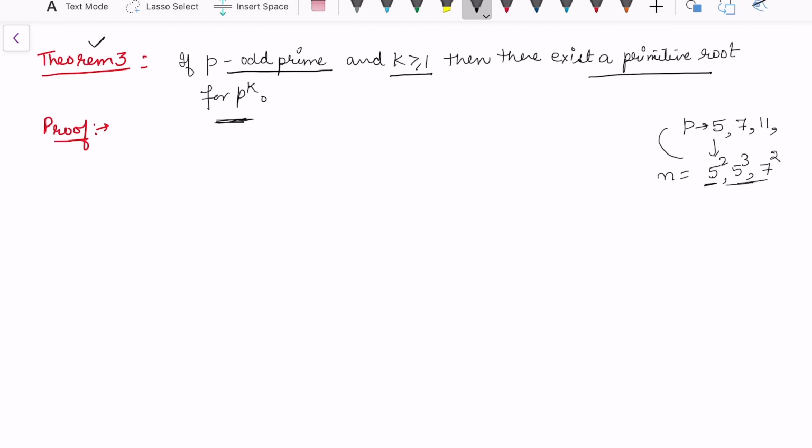So now it guarantees us that if p is an odd prime, then there exists a primitive root for p to the power k, for all powers k greater than or equal to 1. Let us now prove this case.